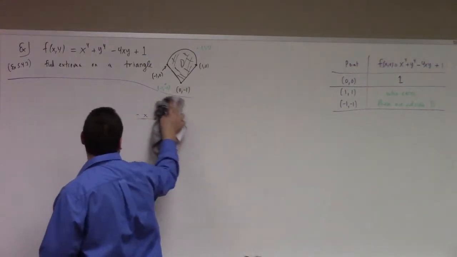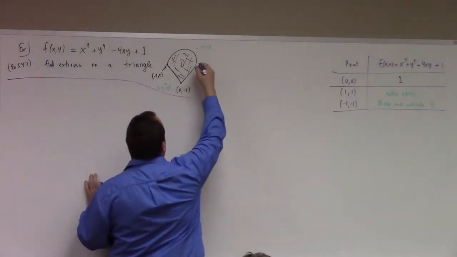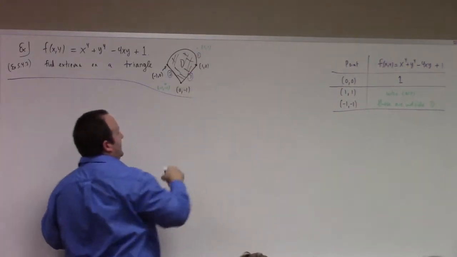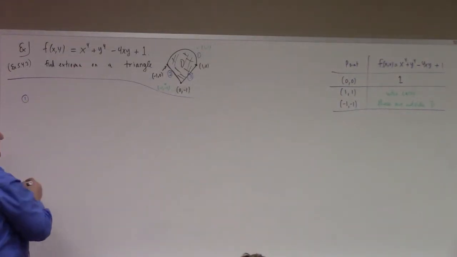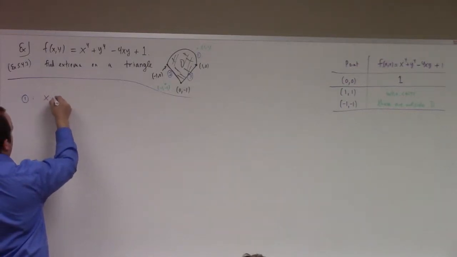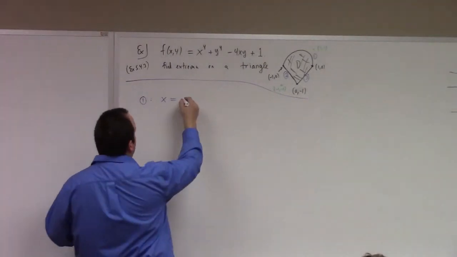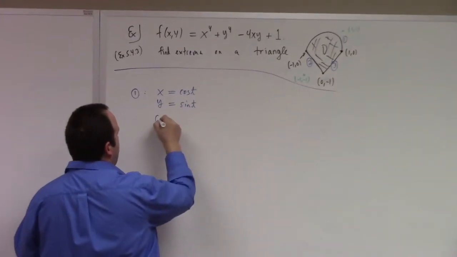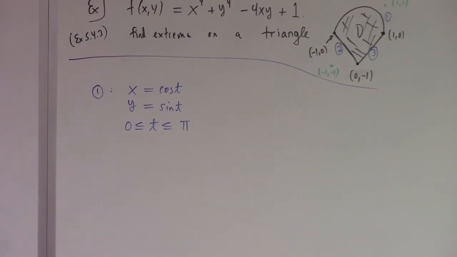Okay, so the boundary. The boundary has how many pieces? However you want to number them, there's 3 pieces to the boundary, right? So piece 1 is what? I'm going to use the parametric approach here. So that's a unit circle. So I can say x is equal to cosine t, y is equal to sine t, and it looks to me like 0 is less than or equal to t is less than or equal to pi, right? That will cover the 1 curve. Do you agree?